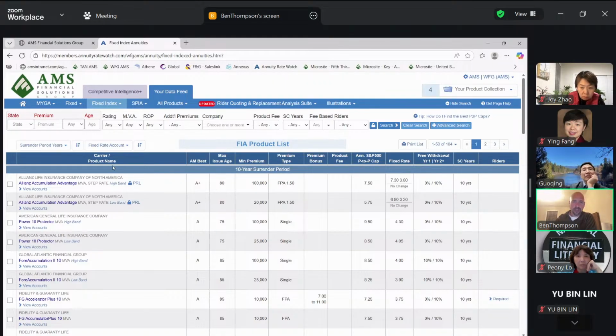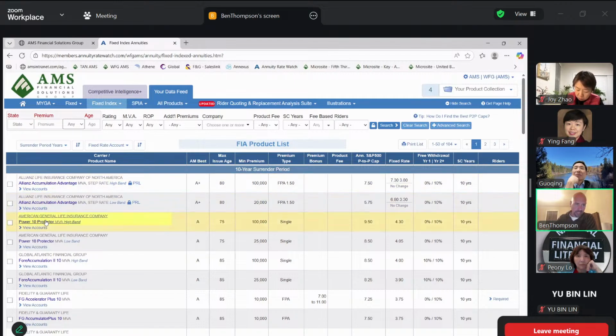And the last thing that I want to show you on the page, other than the fact that you can customize it along the top if you're looking for a specific company or if you have a specific client in mind: on the top left-hand corner, you can put their state, their premium, their age, and at least narrow it down a little bit.